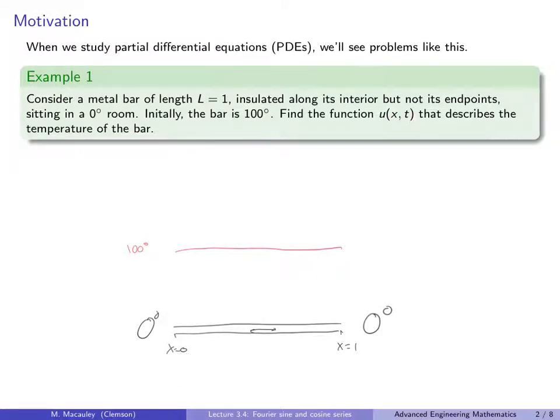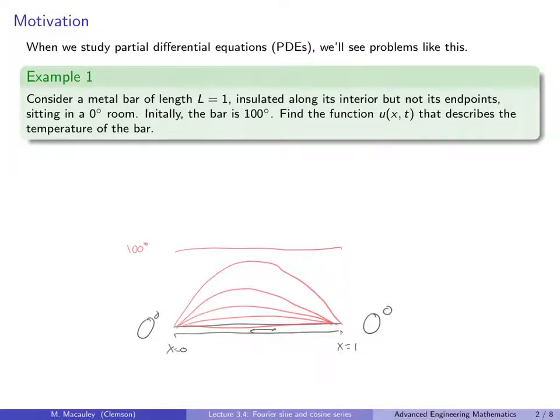So what's going to happen here is this 100 degrees is going to cool off, and the temperature of the bar is going to gradually even out, and eventually, as time goes to infinity, the bar is going to be 0 degrees. Just imagine this. You have a 100-degree bar that's insulated along the interior, but not at the endpoints. It's sitting in a 0-degree room. You come back an hour later, the bar is going to be room temperature. It's never going to technically reach exactly 0, but for all intents and purposes, it will be 0 degrees.